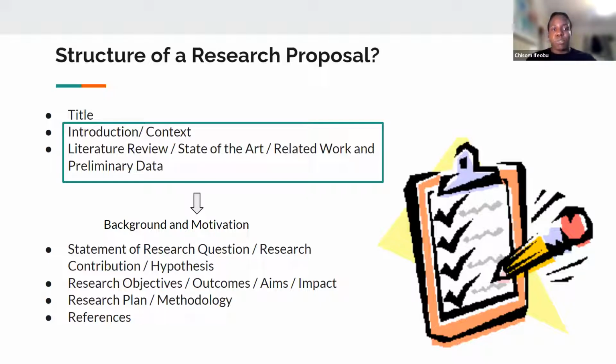And references. If you're giving a review of the research done already, or your related work, or all these things in the state of the art, you need to reference your sources and make sure that it's formatted properly at the end of your research proposal.